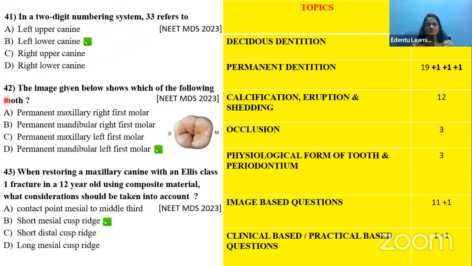Now another image-based question. The image given below shows which of the following teeth. So the image shows the permanent mandibular left first molar. Again, a permanent dentition question.